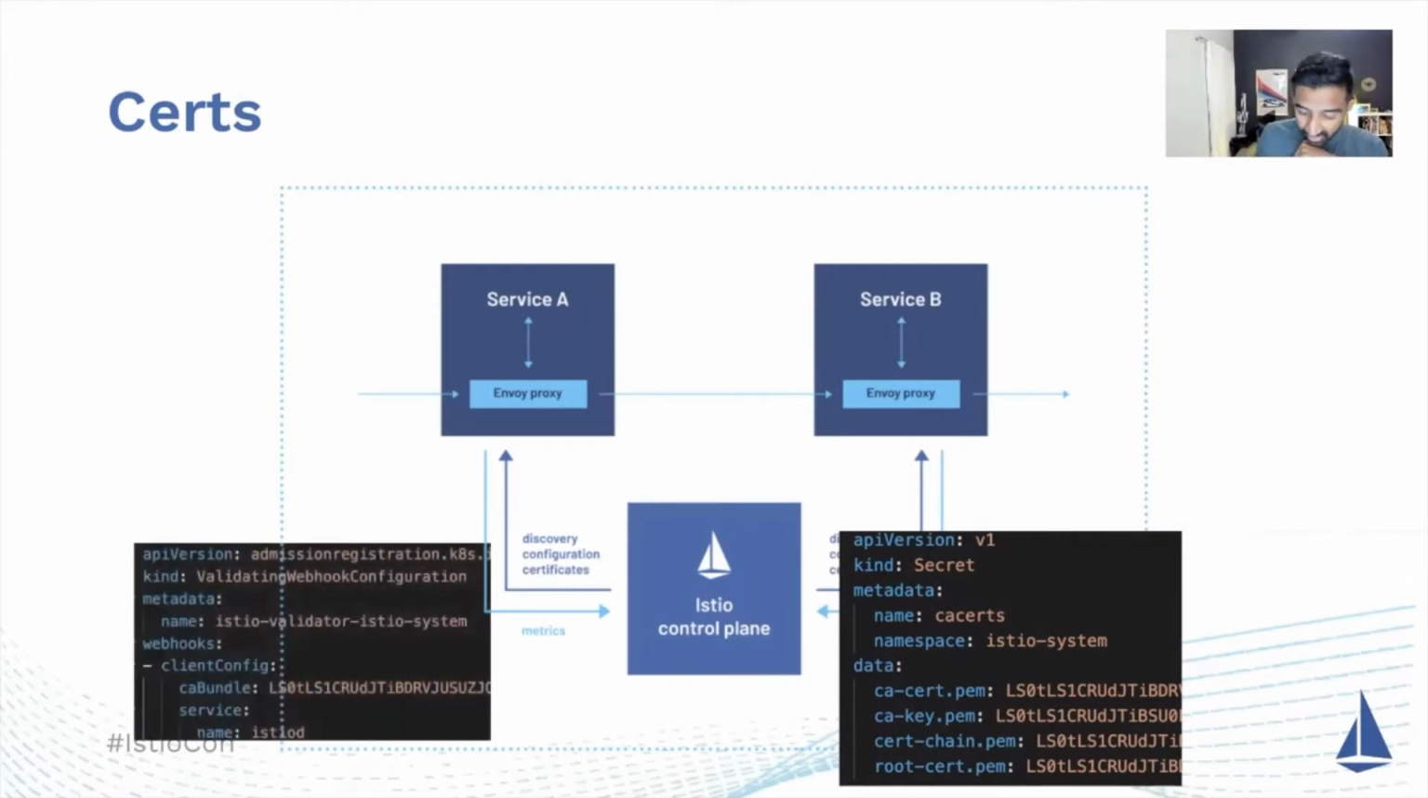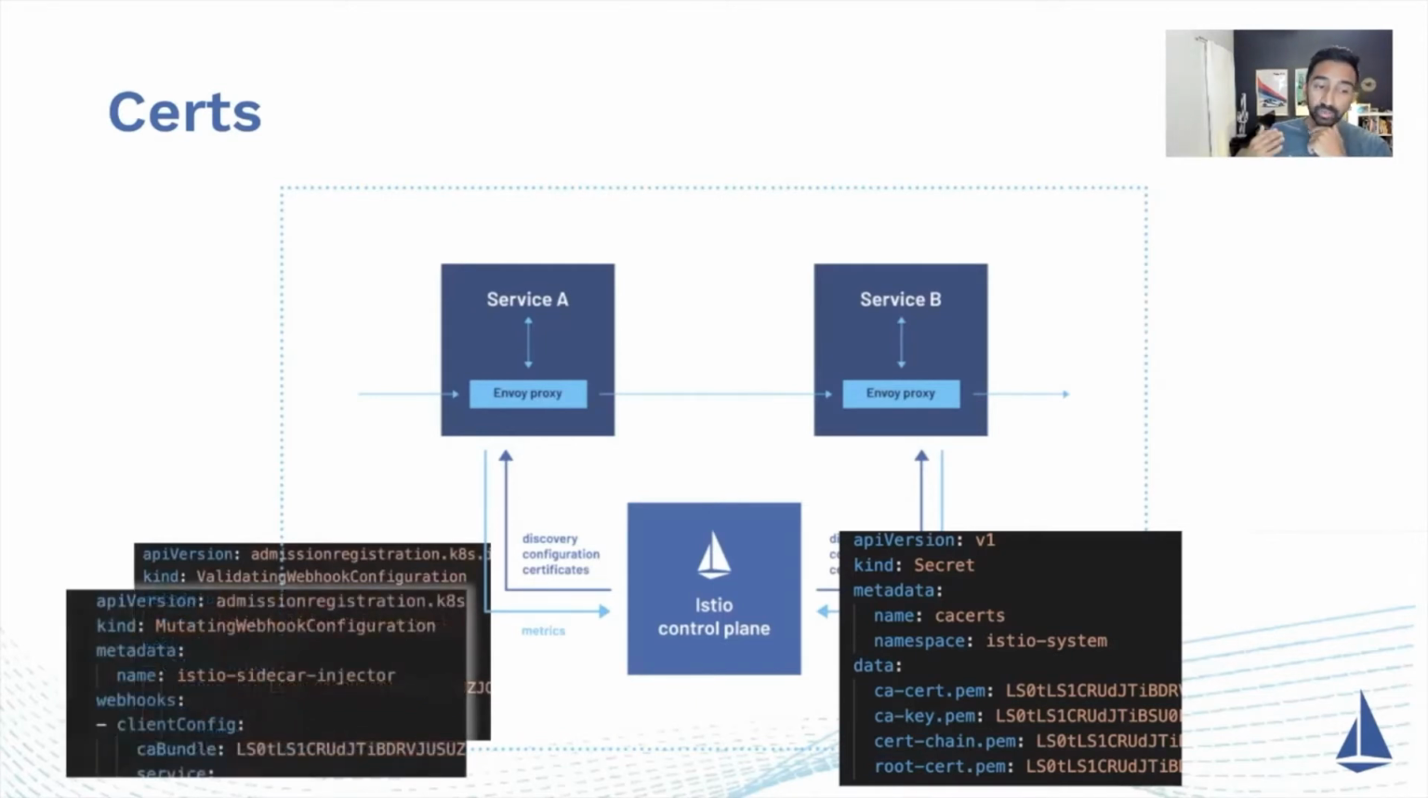Things like the validating webhook configuration and the mutating webhook configuration need to talk to the control plane. So they need the root CA information. And that info is directly in the config for the mutating webhook configuration and the validating webhook configuration. And you can see that in the CA bundle line of the config.